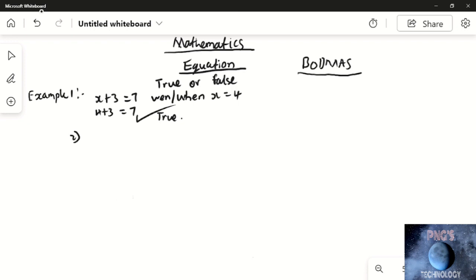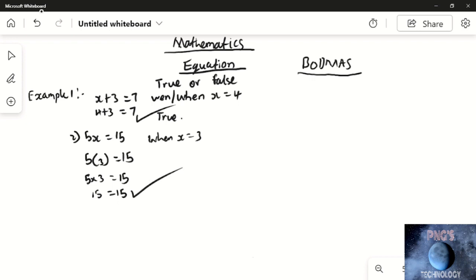Question 2: 5x equals 15 when x equals 3. So 5 in bracket 3, because they say x is 3, equals 15. Clearing the bracket becomes multiplication. So we have 5 times 3 equals 15. 5 times 3 is 15. 15 is equal to 15. That's correct and that's true.